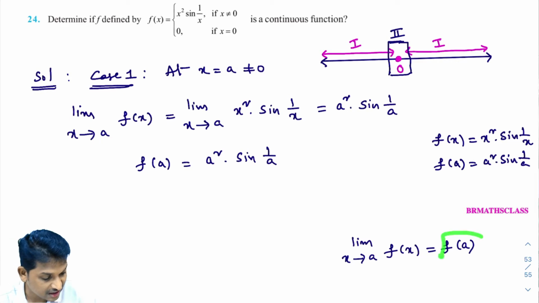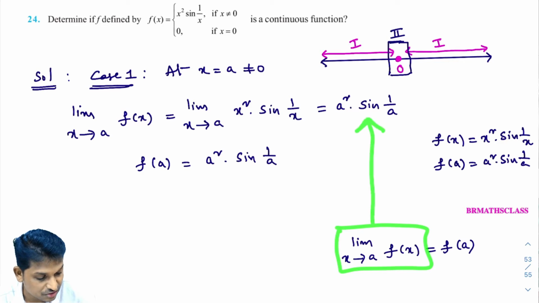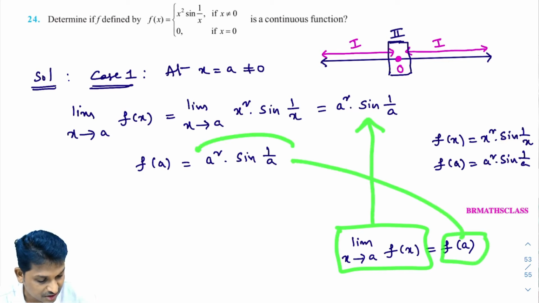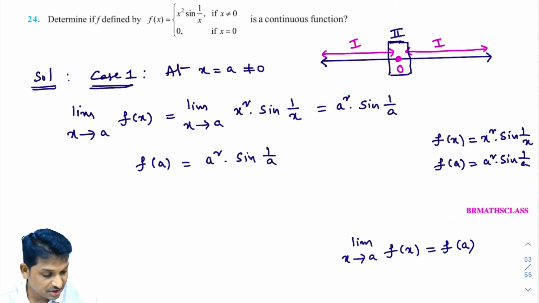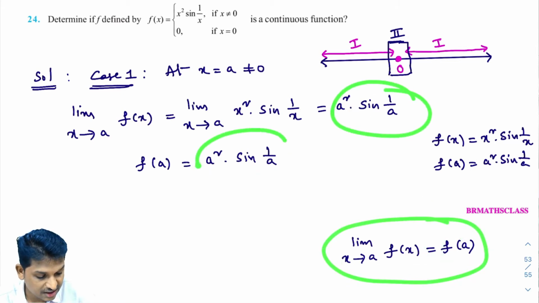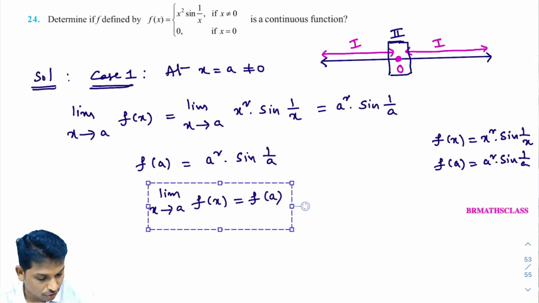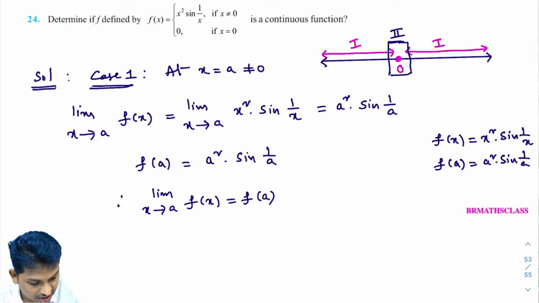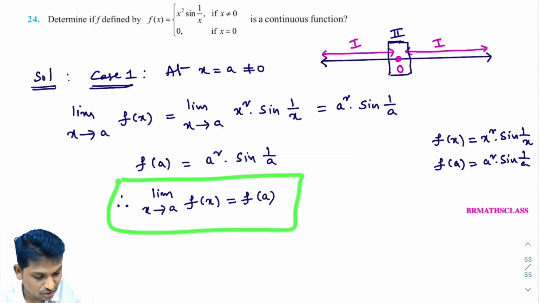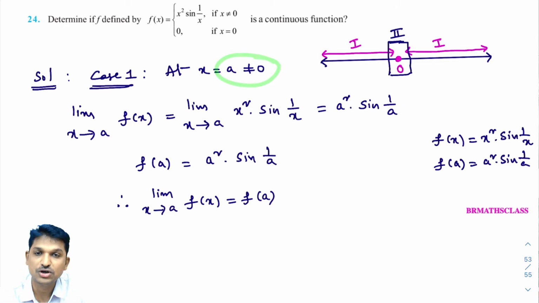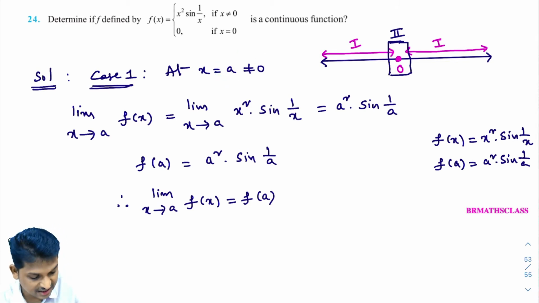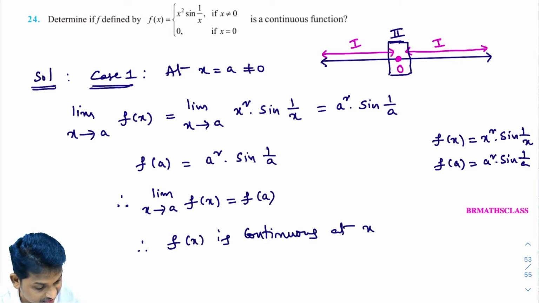You look here, I calculated this one, I got a square into sine 1 by a. I calculated f of a, that is also a square into sine 1 by a. So these two are equal. So what can I say? I can say that this condition holds good. So I'll write therefore limit x tends to a, f of x equals f of a whenever a is not equal to 0. Therefore, f of x is continuous at x equal to a, a not equal to 0.